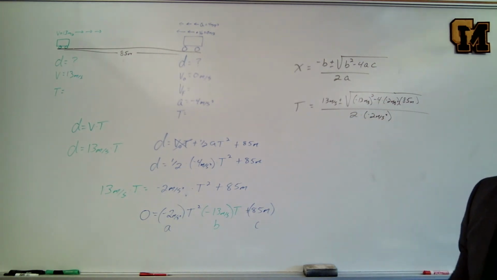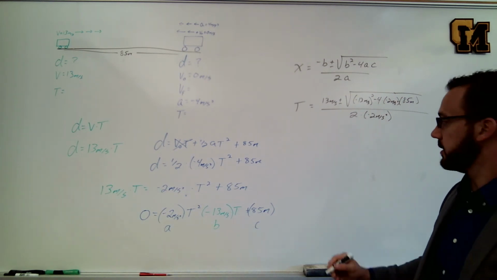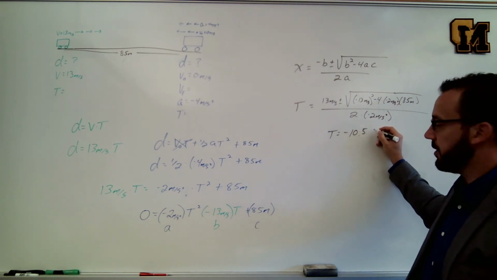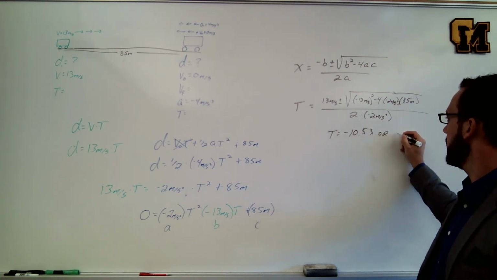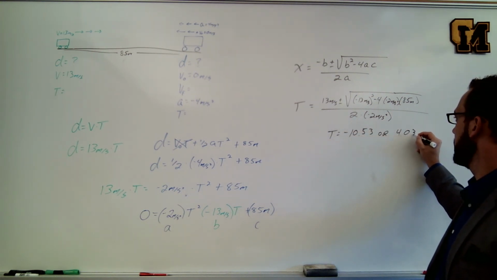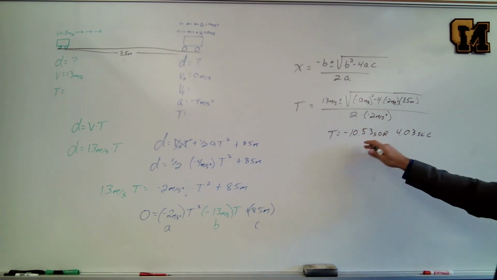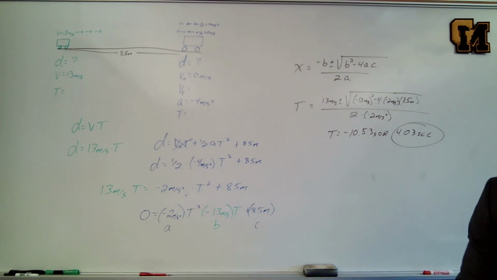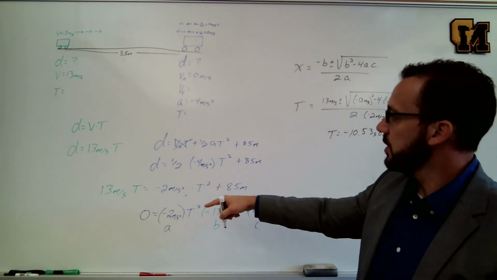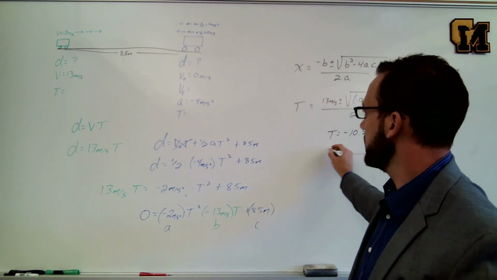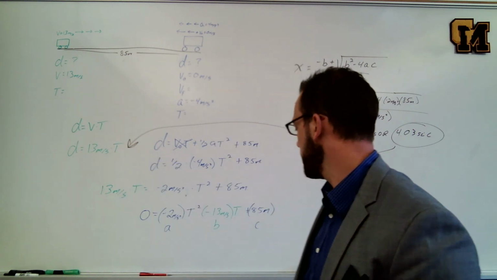If I plug all of that into my calculator, I'm going to get two possible answers. I would get time equals -10.53, or it equals 4.03 seconds. We don't ever want to use negative time, so this is the time that I want. So from here, I can plug back in to either of my basic equations. I'll just plug into the easiest one, which is the green over here.